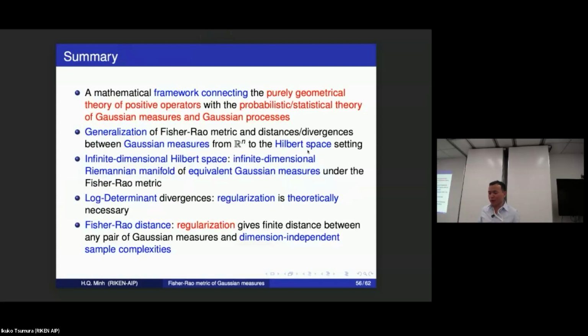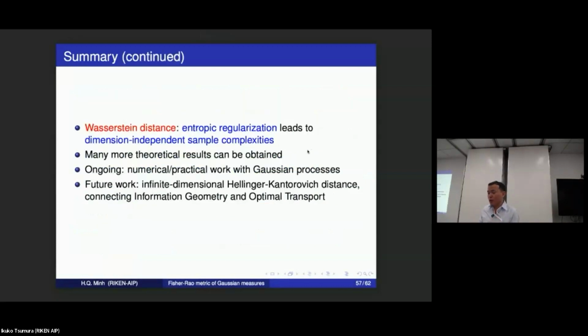I have presented a mathematical framework connecting the geometrical theory of positive definite operators with the probabilistic and statistical theory of Gaussian measures and Gaussian processes. We have the generalization of the Fisher-Rao metric, distance and divergences between Gaussian measures from R^n to the Hilbert space setting, but only for equivalent Gaussian measures. I talked briefly about the log-determinant divergences, and for the Fisher-Rao distance, we have a regularization that gives a finite distance between any pair of Gaussian measures, with dimension-independent sample complexity. The same holds for the Wasserstein distance. Even though the exact Wasserstein distance is very nice, the entropic regularization has even better properties.